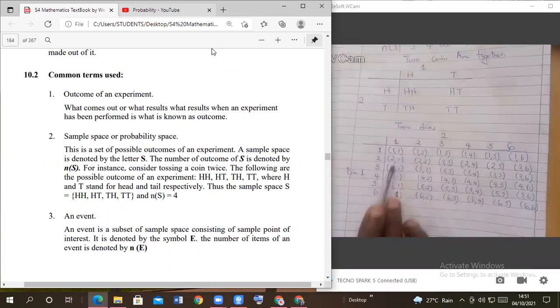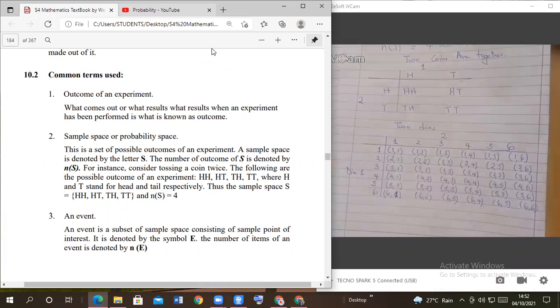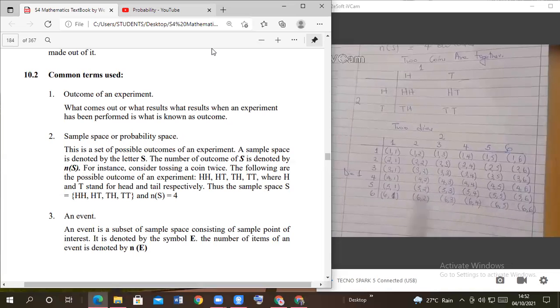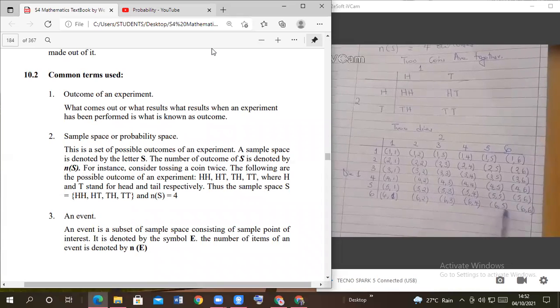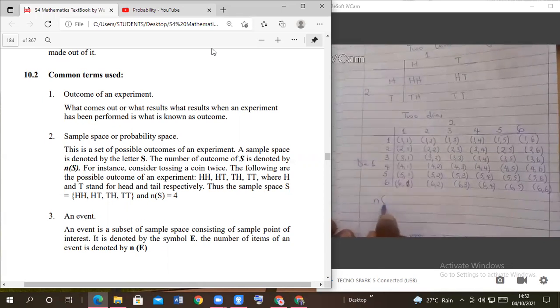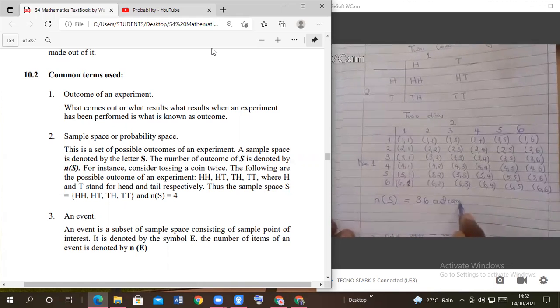The sample space is these ones. Are you seeing that? So when you count them, how many are there? 1, 2, 3, 4, 5, 6, 7, 8, 9, 10, 11, 12, 13, 14, 15, 16, 17, 18, 19, 20, 21, 22, 23, 24, 25, 26, 27, 28, 29, 30, 31, 32, 33, 34, 35, 36. There are how many? 36. So the number of sample space here is 36 possible outcomes.